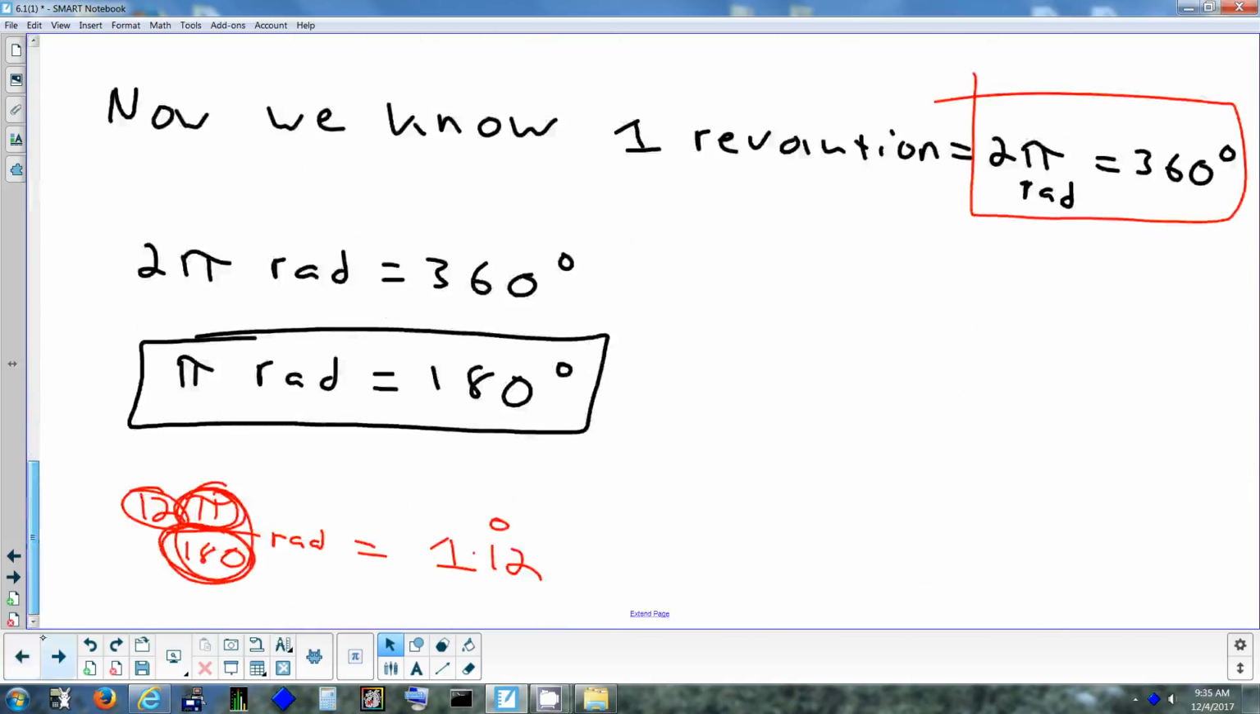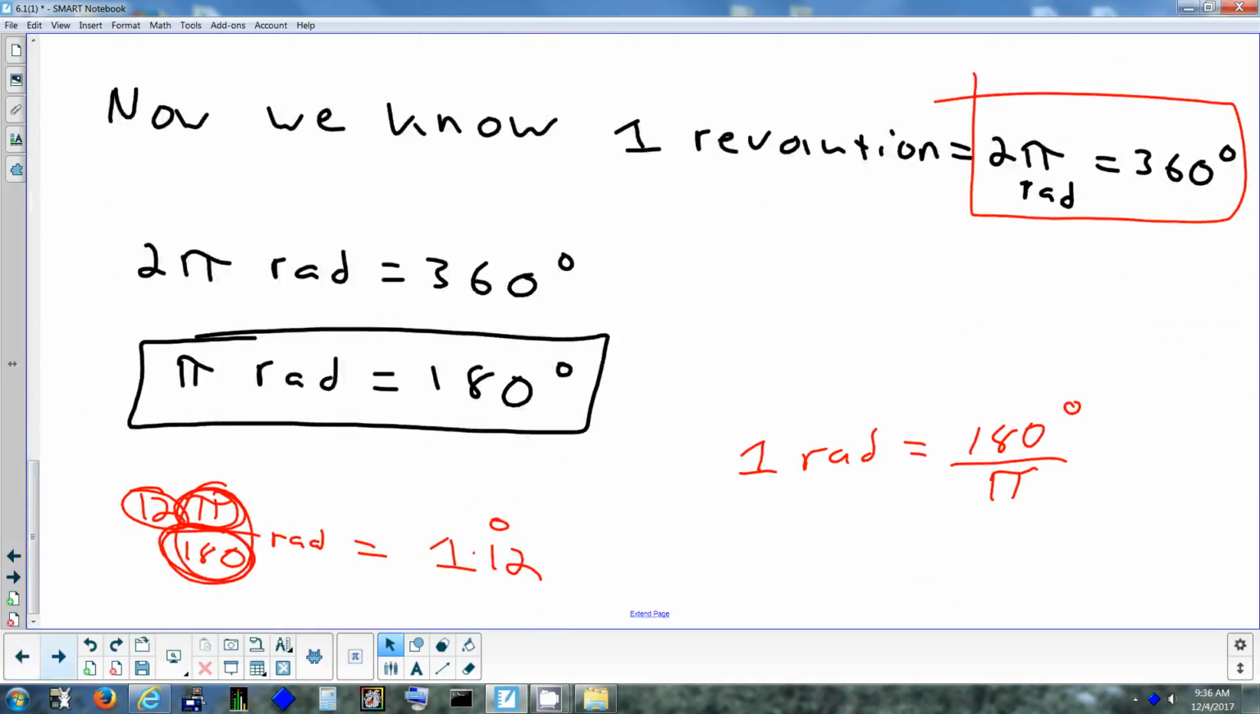Let's look at the same thing again. This time, let's get a 1 on the left. What would I have to divide each side by here to get a 1 on the left? Divide each side by pi. So then I would get 1 radian equals 180 divided by pi degrees. So if you want to know how many degrees are actually in a radian, do 180 divided by 3.14, and that's an estimate you can use.